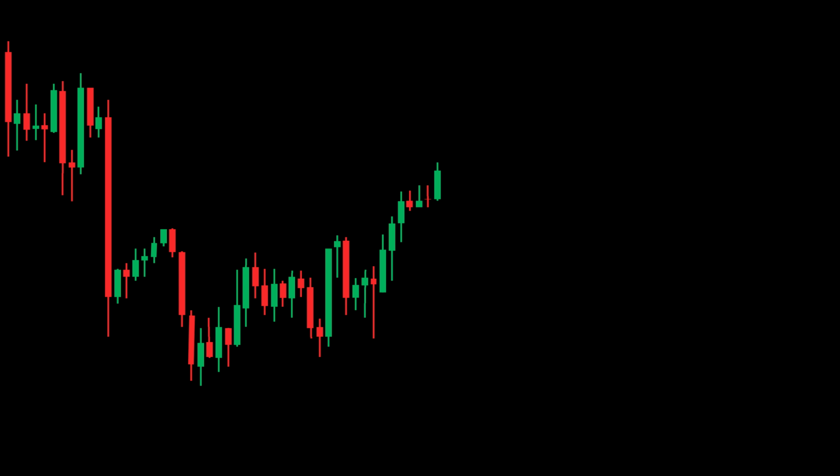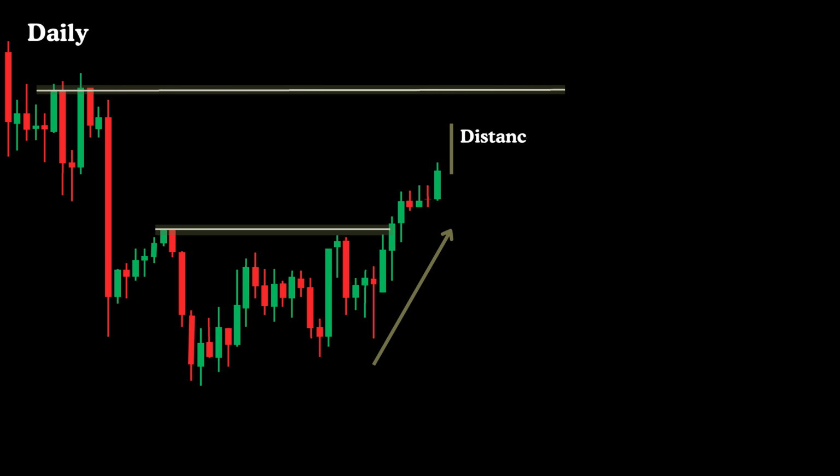But before proceeding, let's review the higher time frame to ensure our analysis is in line with the overall market direction. On the daily chart, it's evident that the market has recently pushed above a key resistance zone, signaling strong bullish momentum. Moreover, there's still considerable room for price to move before hitting the next major level above. This confirms that our 1-hour chart outlook is in agreement with the daily time frame.